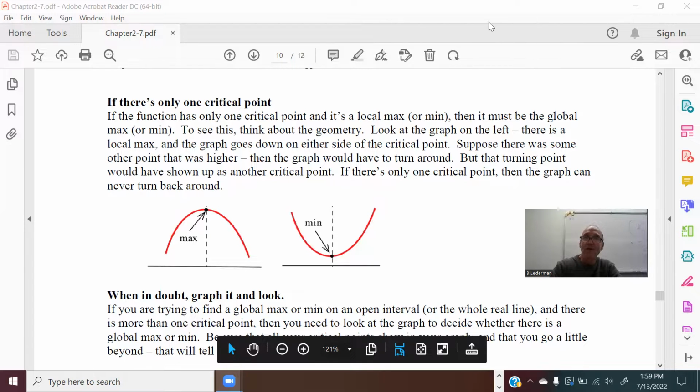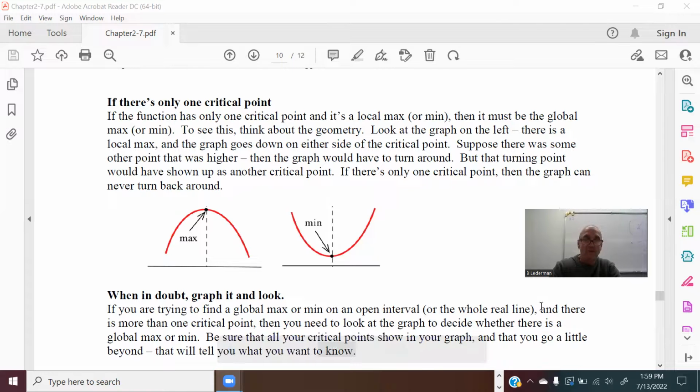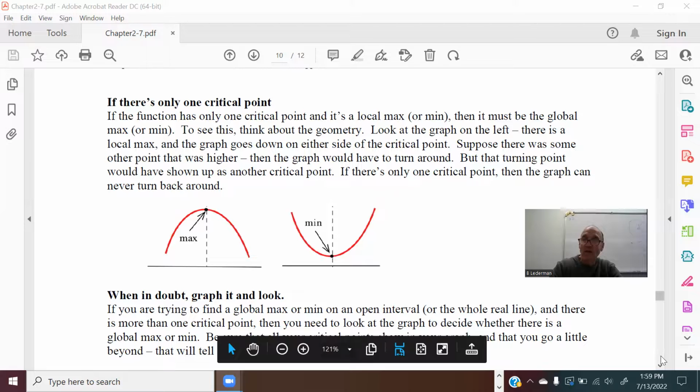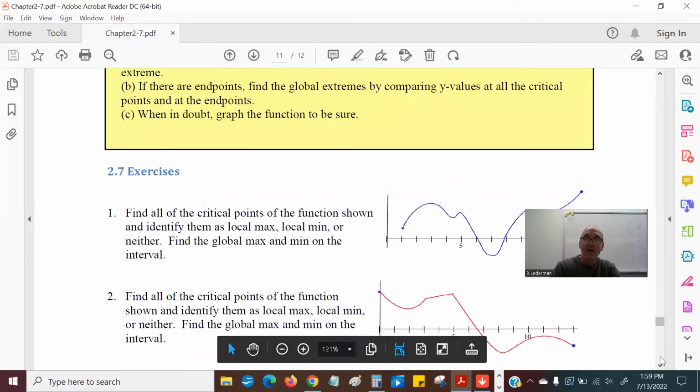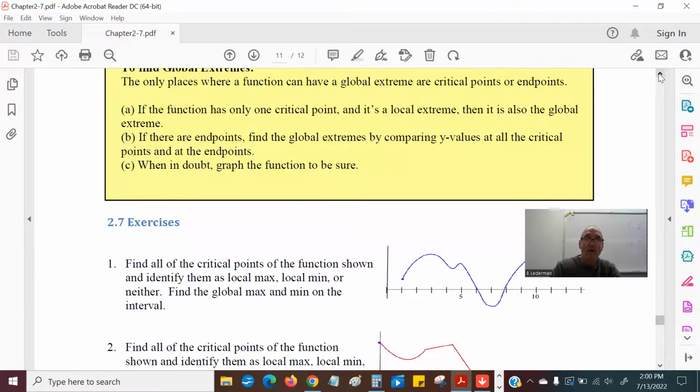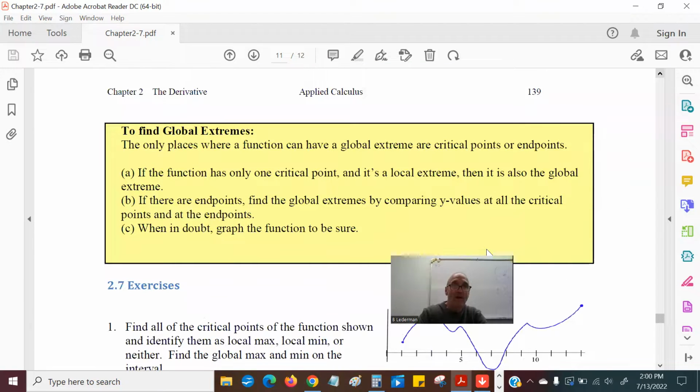I want to do one more example, but first we'll lay some definitions on you, and here we go. To find global extremes, the only places where a function could have a global extreme are at the critical points or the endpoints. If it only has one critical point and it's a local extreme, then it's also a global extreme. If there are also endpoints, find the global extremes by comparing the y values at all the critical points and at the endpoints. And when in doubt, graph the function to be sure. This is just a general summation of everything we've been doing.